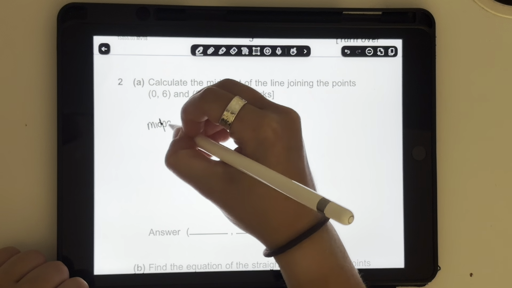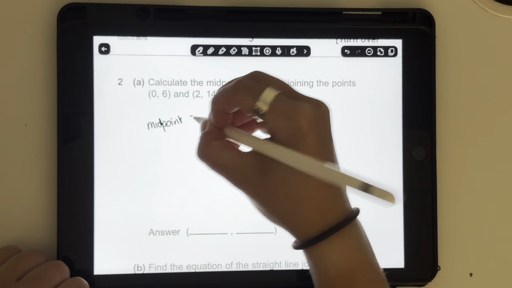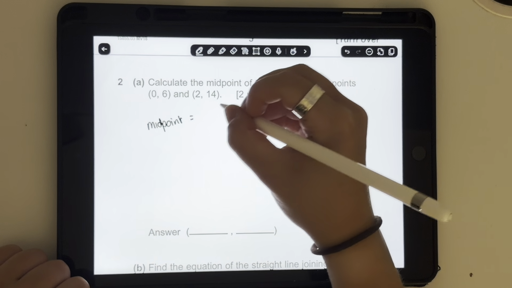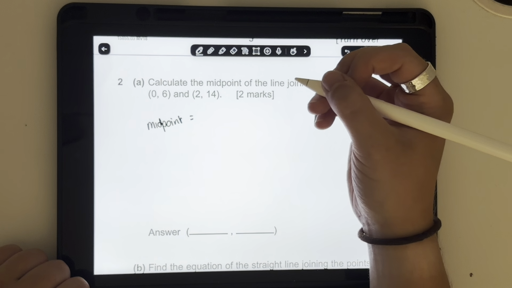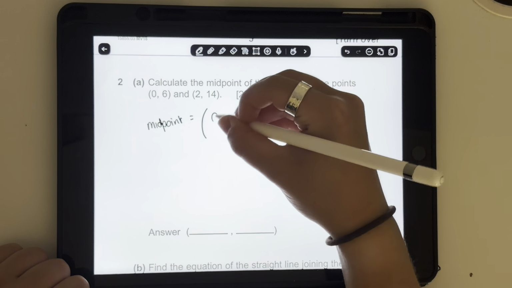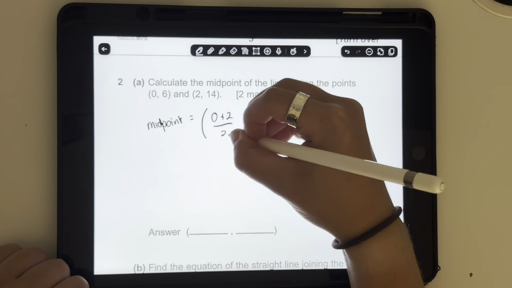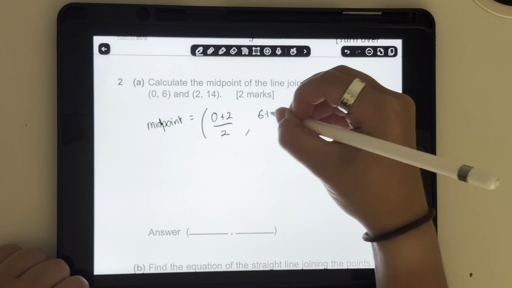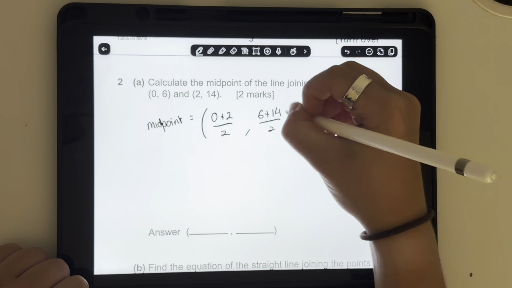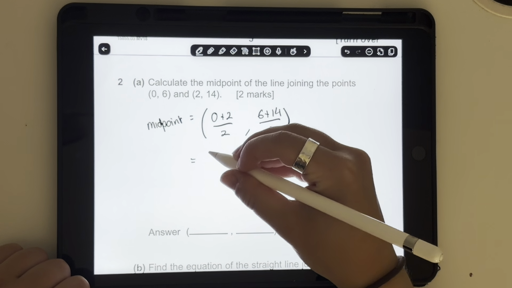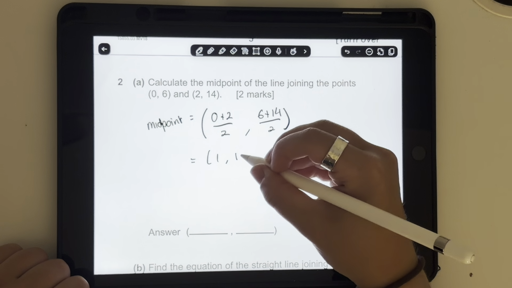Okay, next question. Calculate the midpoint of the line joining the points 0, 6 and 2, 14. So the midpoint of a line is the 2 x coordinates added together and divided by 2, and then the 2 y coordinates added together and divided by 2. So that's going to get you 1, 10.